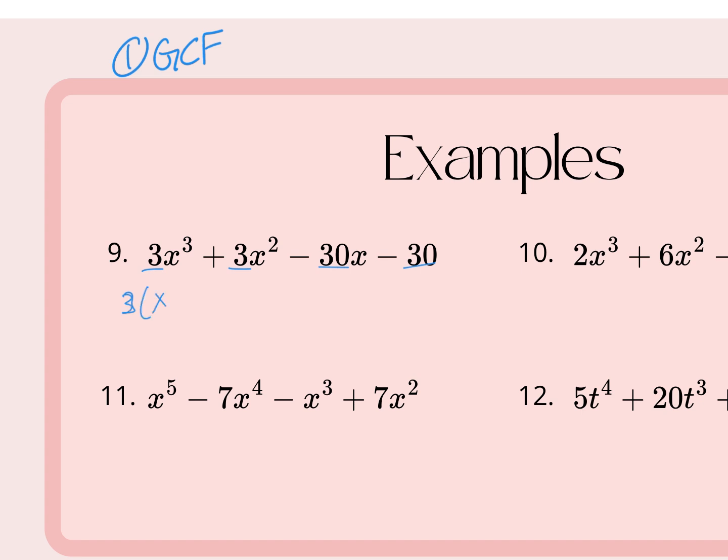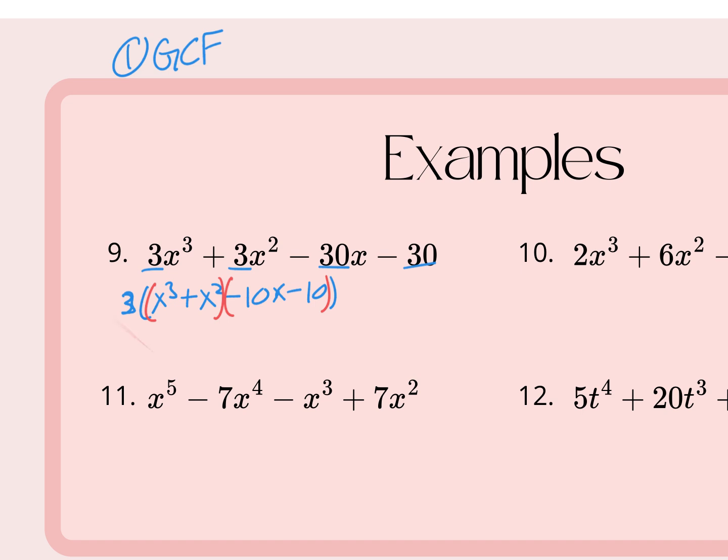So I'm going to start by taking out that 3, and then I get another polynomial left over on the inside. All right, and now that I took out a GCF of 3, notice that I have 4 terms on the inside of my parentheses that I can factor by grouping. So I can group the first two, group the second two.